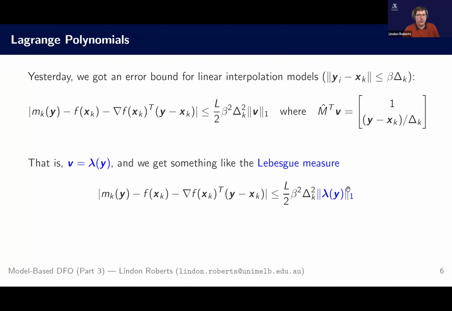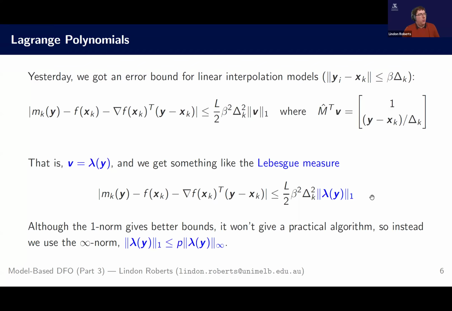So the L1 norm of the Lagrange polynomials, the Lebesgue constant, is a maximum over all y. Here we've got the L1 norm at a specific value of y, but we're measuring the error at a specific value of y as well. So this is kind of actually what we proved yesterday, written in a different form.